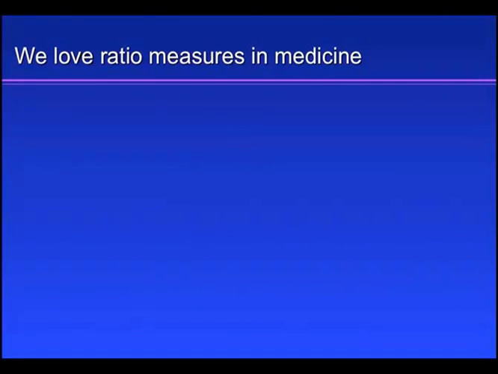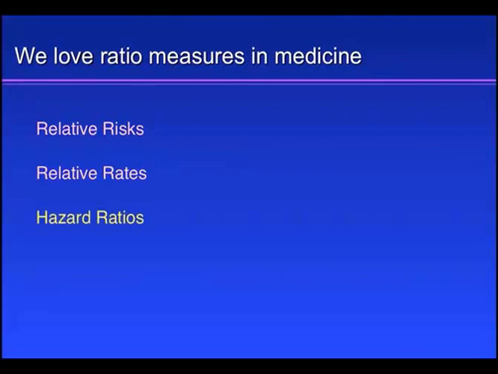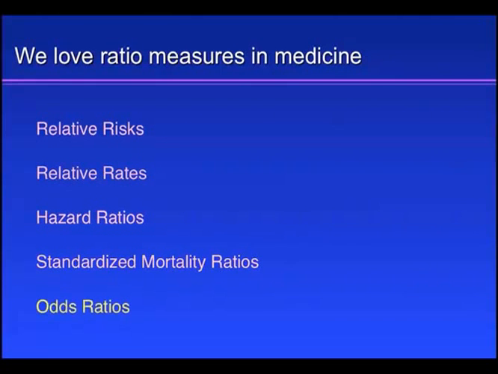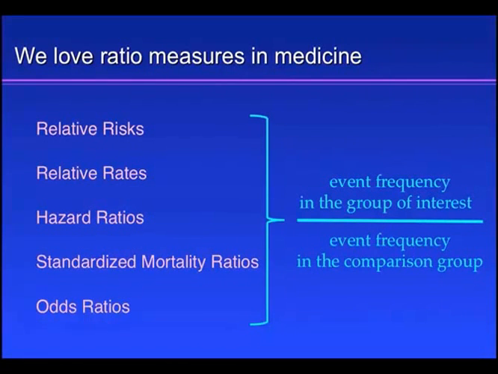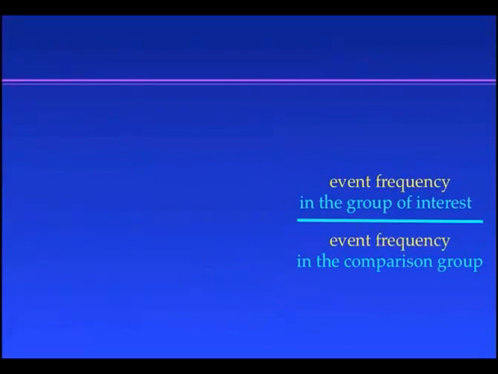We love ratio measures in medicine. We have relative risks, relative rates, hazard ratios, standardized mortality ratios, odds ratios. All these are sort of the same thing. There's something about an event frequency in the group of interest over the event frequency in the comparison group. It's a ratio. Now you might say, what's an event frequency?